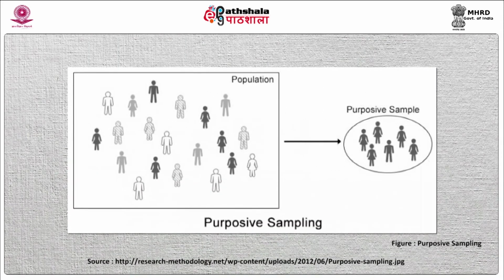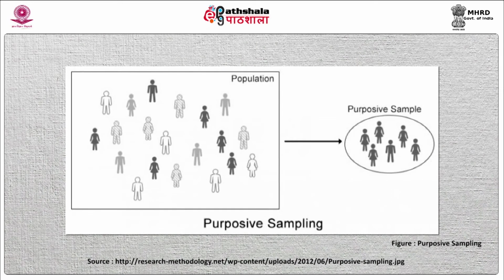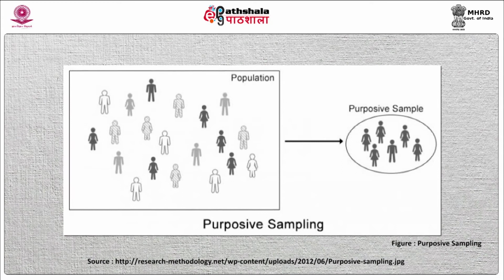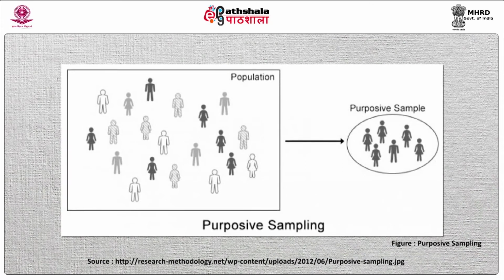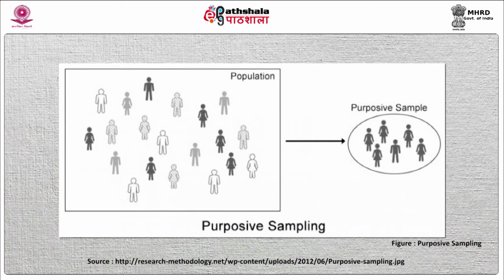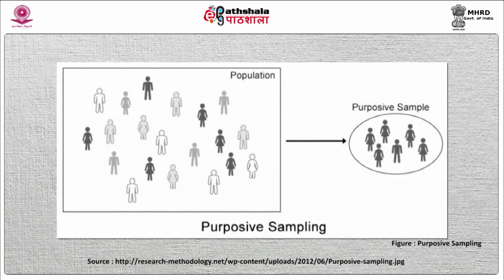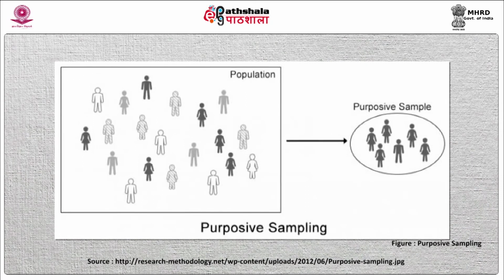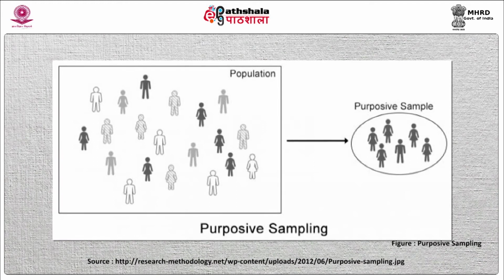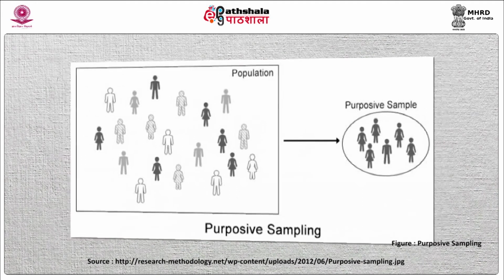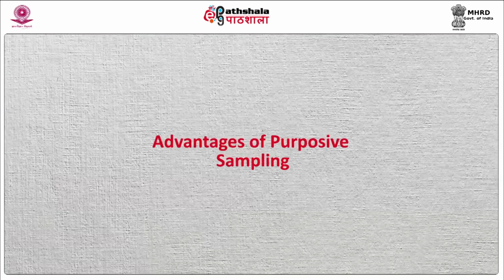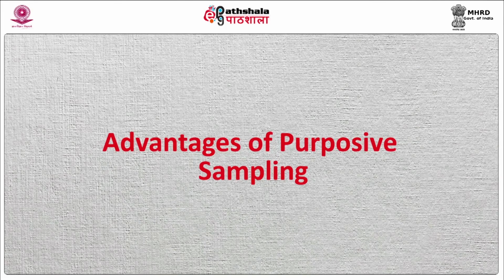Purposive sampling is considered the most effective method of sampling where only a limited number of people are present to help in the collection of relevant data required by the researcher to carry on his research activities, due to the various complexities involved in the collection of primary data. In certain situations, personal judgment may prove to be highly useful in providing answers to the research questions. Now we come to the advantages of purposive sampling.